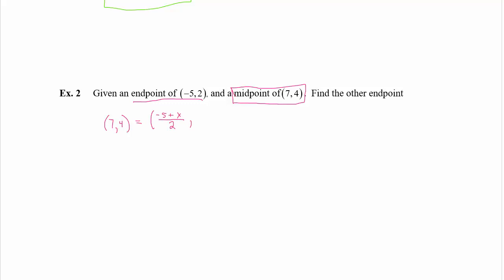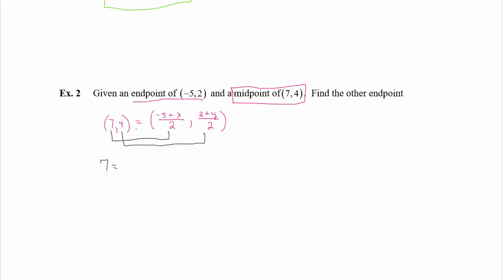We know one of the endpoints' y is 2. We don't know the other endpoint's y, so let's put 2 plus y over 2. This looks a little confusing, but if you look closely, we have 1 point equal to 1 point. The only way that these points can be equal to each other is if the x's equal each other and then the y's equal each other. So let's make 2 separate equations.